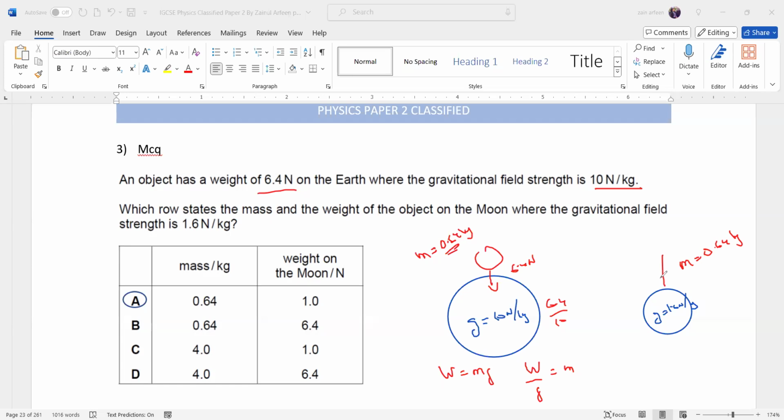But what about the weight? The weight will change as the weight is a product of mass and gravity. The mass of the object is 0.64 and the gravitational field strength of the moon is 1.6. So 0.64 times 1.6 is about 1 Newton. So weight is 1 Newton on the moon, but the mass will be 0.64. That's why A is the right answer. Is it clear, this one? Any doubts in this? Yes.